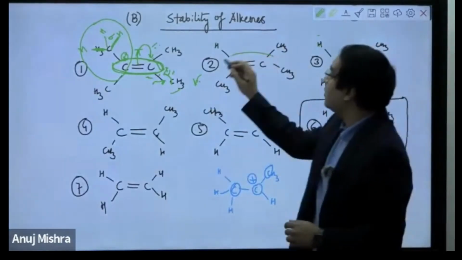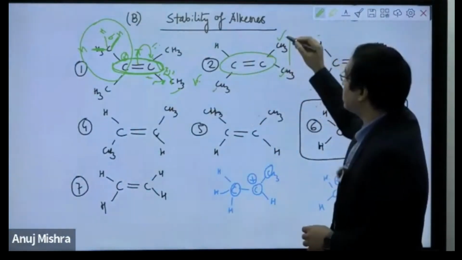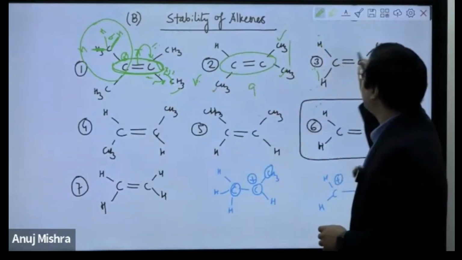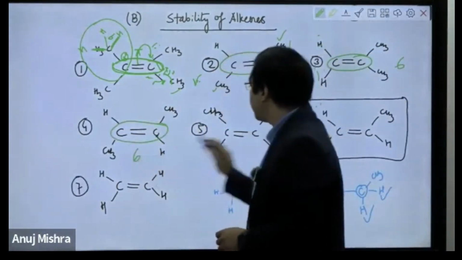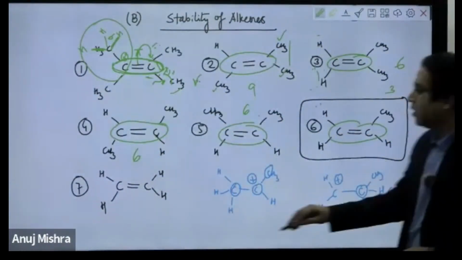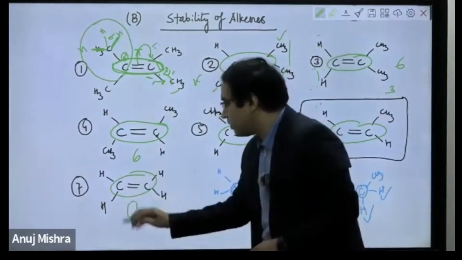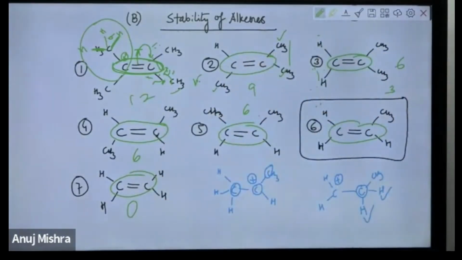So if you see this C double bond C, these are my alpha carbons and these are alpha hydrogen. So 3 plus 3, 6, 3, 9. If you see this one, 3, 3, 6. If you see this one, 6. This one, 3 and 3, 6. This one, just 3. This last one, 0. And the first one, 12.